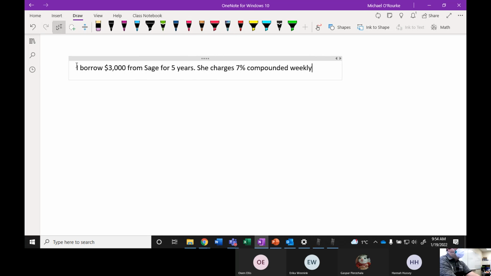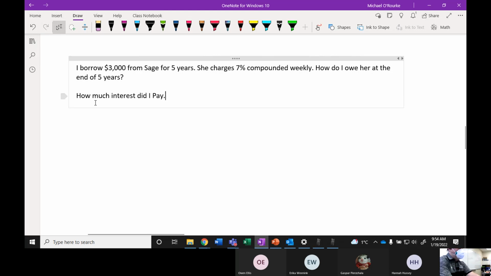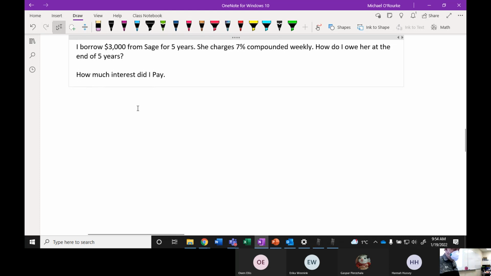Weekly. Okay. So I borrow $33,000 from Sage for 5 years, and she charges 7% compounded weekly. How much do I owe her at the end of 5 years? And how much interest did I pay? So what I would do first is I would organize.